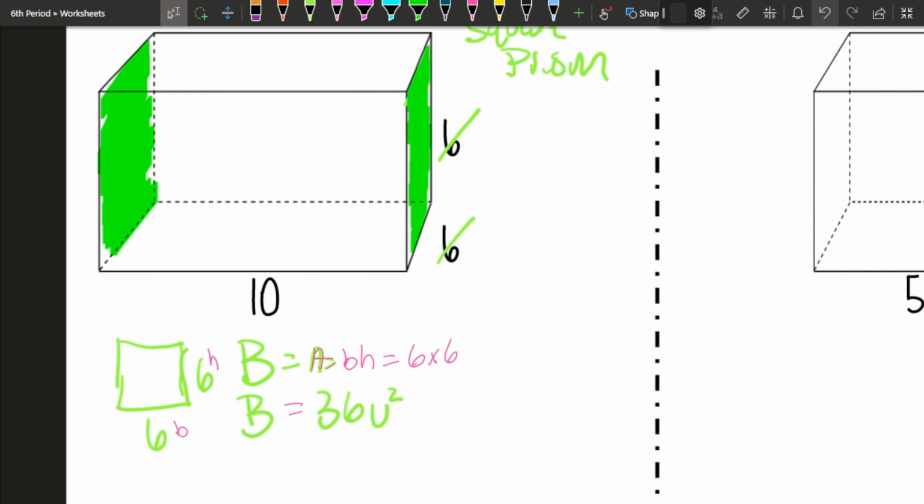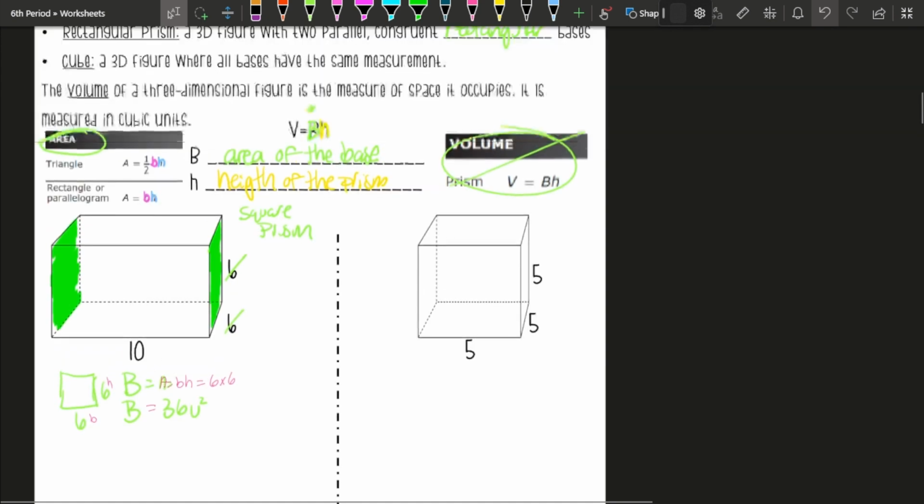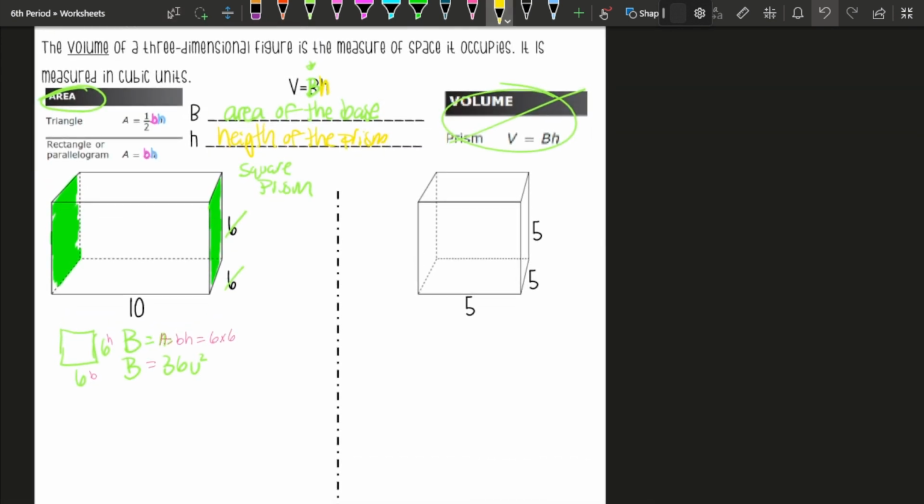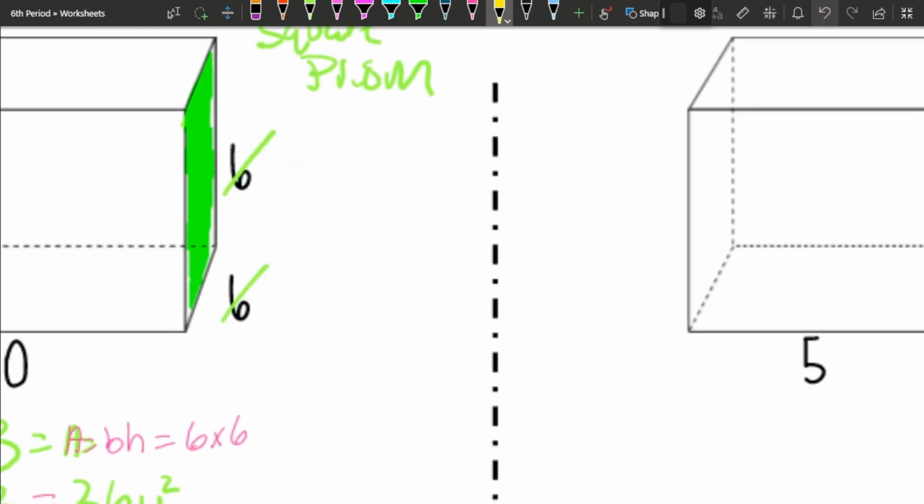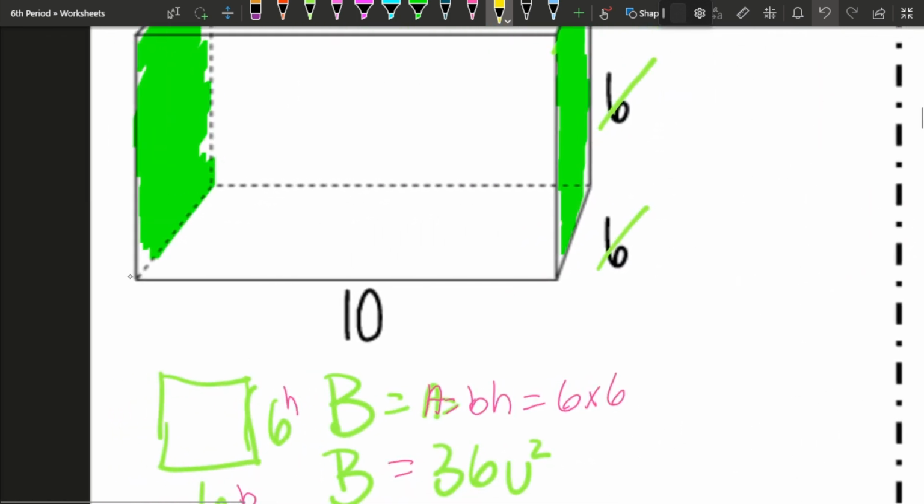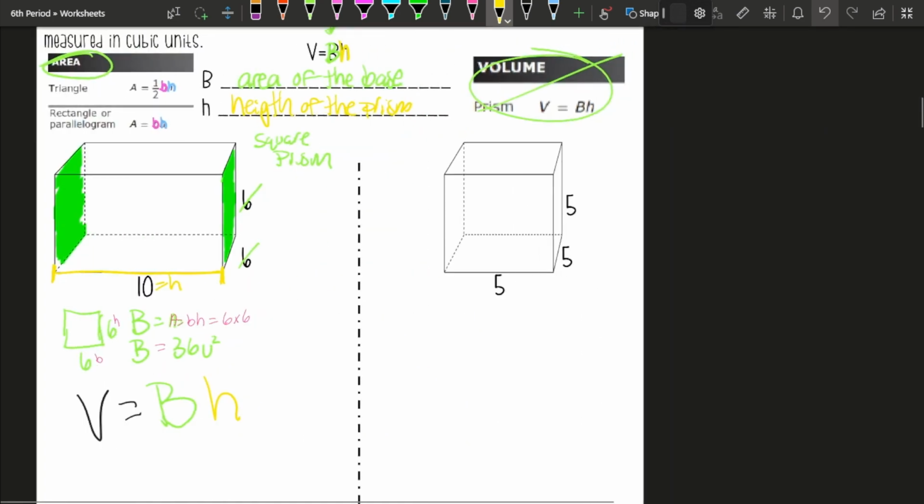So now we're going to write the formula for volume, which is going to be right here. V equals uppercase B times the height. Now this height is going to be the distance between the two bases. So if I look over here, I have one base in the back, one base over here on the side, and the distance between these two, that's the height of the prism. This is the H in the volume formula right here.